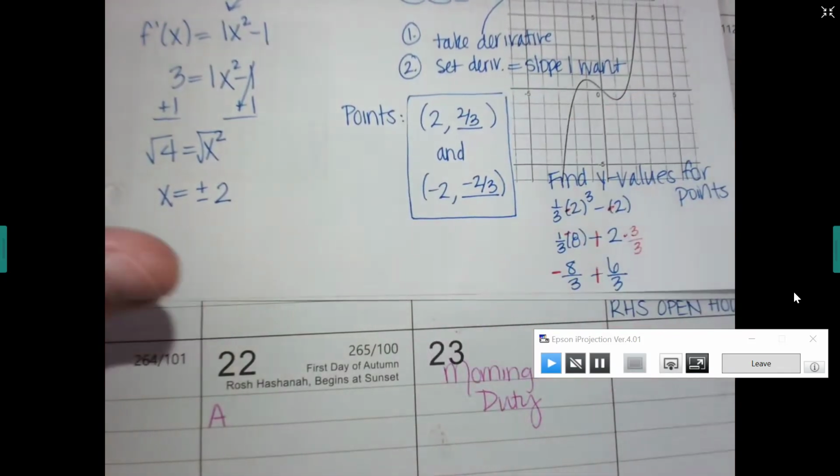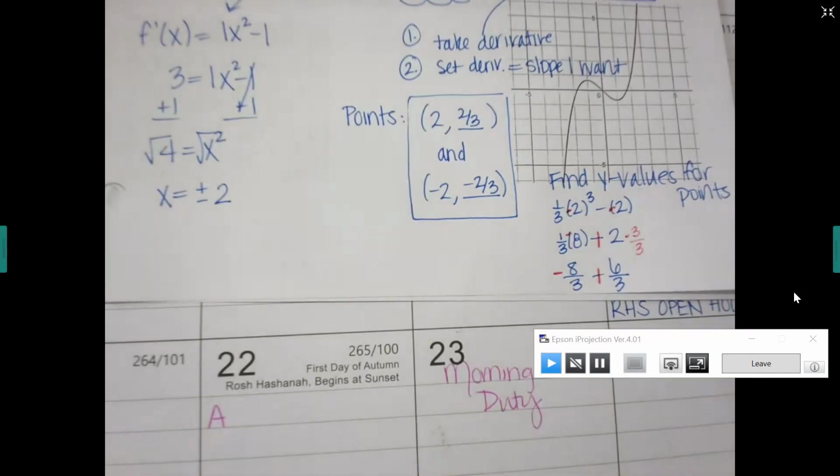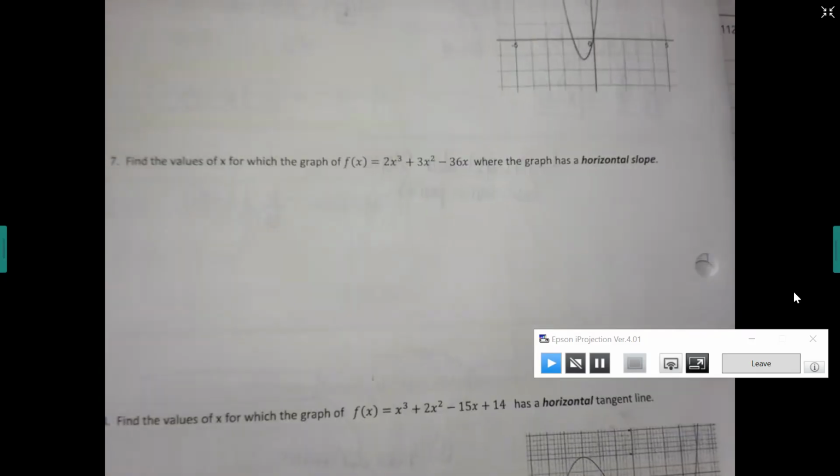Okay, but you only have to do that last little step if it's asking you for the coordinates of the points. If it only wants an x value, you wouldn't have to go back and do that. Okay? All right, we have 2 questions left. Turn the page. So if you have the slope that you want, you take the derivative, set it equal to that slope. Turn the page. Okay, number 6 is kind of the same thing, so we're going to skip it. Take a look at number 7.